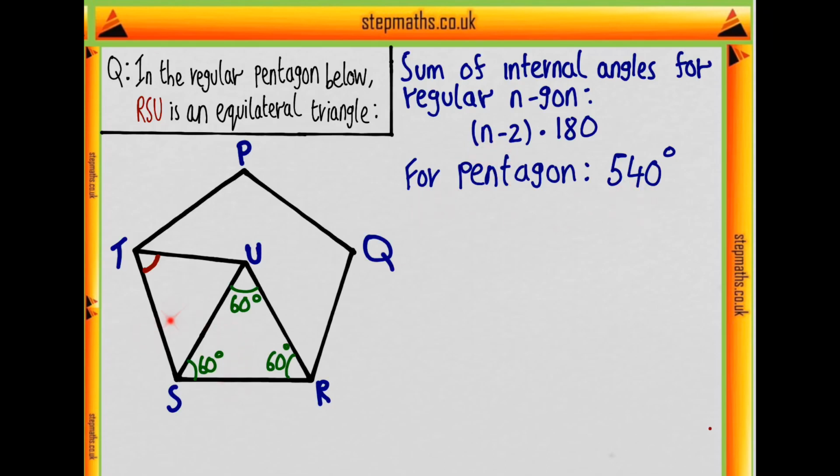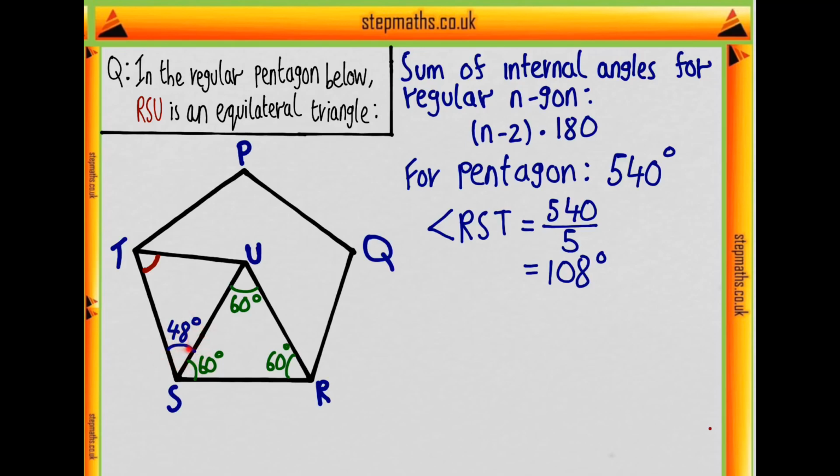But this lets us work out the big angle, because all these angles are the same. So angle RST will just be 540 over 5, which is 108 degrees. So if this is 108 degrees, and this is 60, this must be 48. So this is great, but how do we go from here?